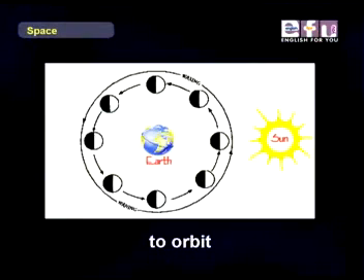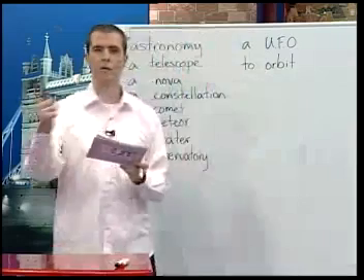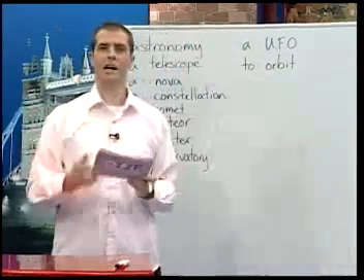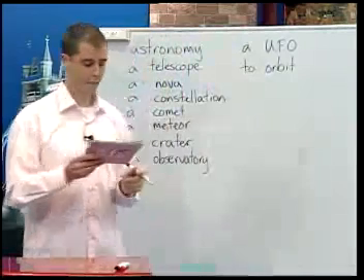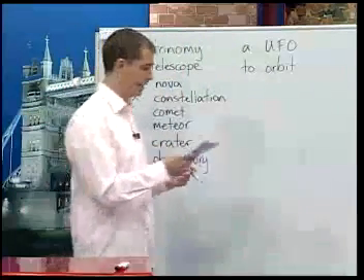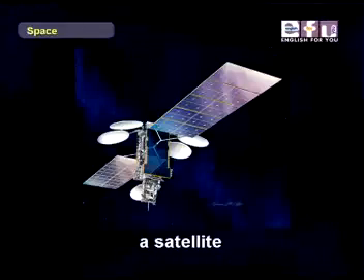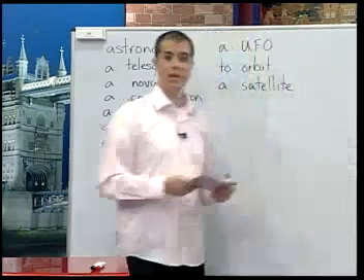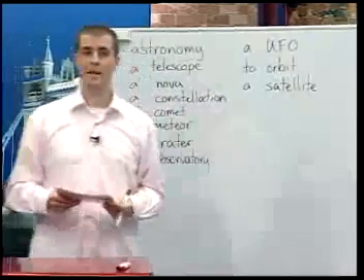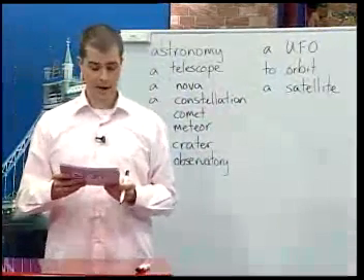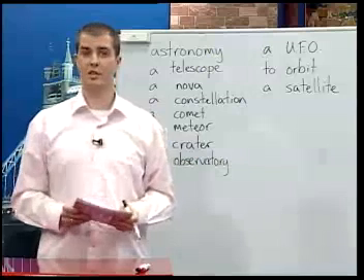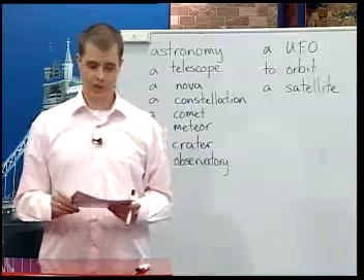We have a verb now, to orbit. To orbit is to travel in a circle around a much larger object. For example, the moon orbits around the Earth, and the Earth orbits the sun. Next, a satellite. A satellite is a machine that has been sent into space and it goes around the Earth. It orbits around the Earth. We use them for radio, television, and other forms of communication.